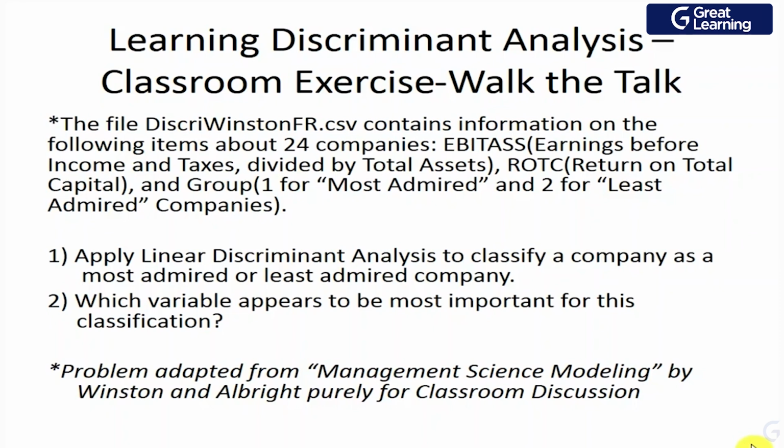So, financial ratio file. The file contains 24 records, 24 companies, and the two variables that are there: EBIT, earnings before interest and taxes, divided by total assets, and ROTC, return on total capital employed, and group 1, the most admired, group 2, the least admired. Most admired is 1, least admired is 0. I can apply a logit also. But most admired, least admired. And I have taken equal sample size, 12, 12, to avoid controversy.